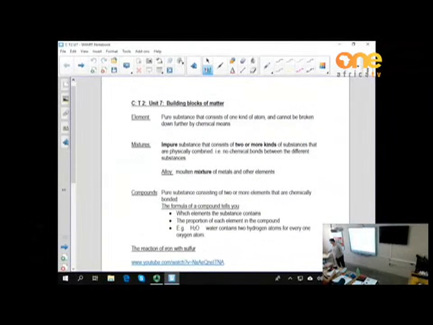We have to start off with Unit 7, the building blocks of matter. It's page 115. At the top, the introduction: everything around us is made up of atoms. Atoms, molecules, and ions are the building blocks of all materials. In grade 6 or 7 in science, you were taught that matter is anything that has mass and occupies space.